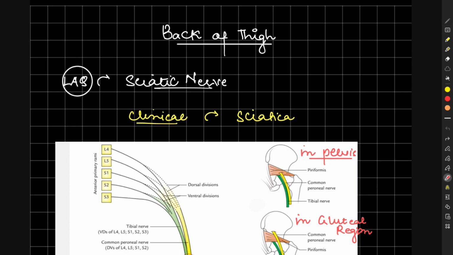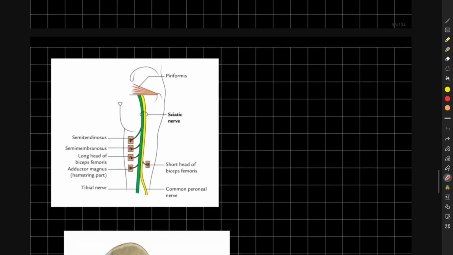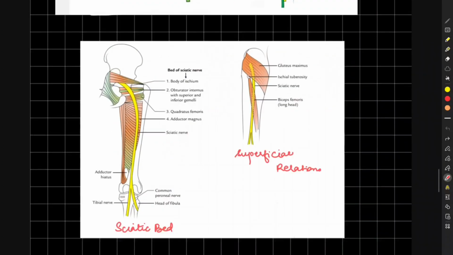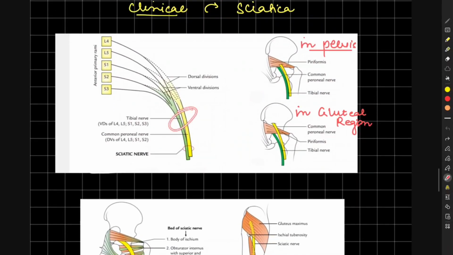Now talking about the sciatic nerve, it has a root value of L4, L5, S1, S2, and S3. It is made up of two parts. First is the tibial part, and second is the common peroneal part. The tibial part is made up of the ventral divisions of L4 to S3, whereas the common peroneal part is made up of the dorsal divisions of L4, L5, S1, and S2. The tibial part goes up to S3, whereas the common peroneal nerve formed from the dorsal divisions goes only up to S2.